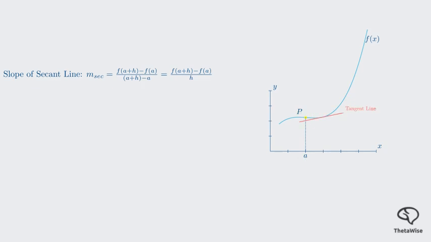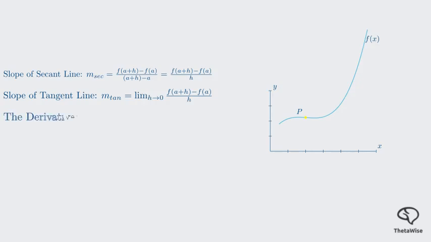This is where limits come in. The slope of the tangent line, which is the derivative, is the limit of the secant line slope as h approaches 0. This is the formal definition of the derivative. We denote the derivative of f of x as f prime of x. So f prime of x equals the limit as h approaches 0 of f of x plus h minus f of x, all over h. This is the fundamental formula we'll be using.